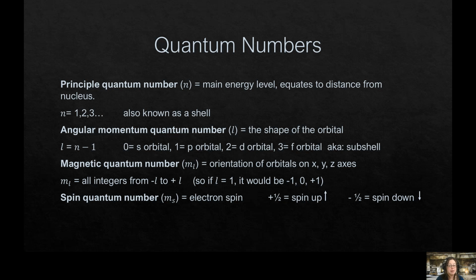And this is represented by m sub l, and it's all integers from negative L to positive L. So if L is 1, it would be negative 1, 0, positive 1. Because L is 1, that's your p subshell, and you can see that there's 3 orbitals there. And that's true. There are 3 p orbitals in the subshell. And then the spin quantum number just represents your electron spin, whether it's up or down. Each orbital can have 2 electrons in it, 1 up, 1 down.